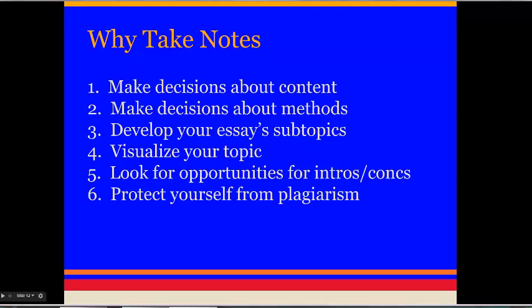And then finally, I take notes to protect myself from plagiarism. I am making sure that I'm paraphrasing distinctly, and I'm always making sure that I have my sources cited so that I always know where the information came from. That's a great way to protect myself from plagiarism. So in the end, you're going to continue to take notes from one source to another, and then you're going to have a better view of your topic in general.